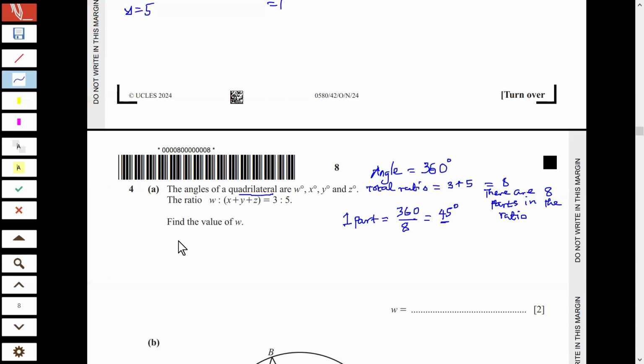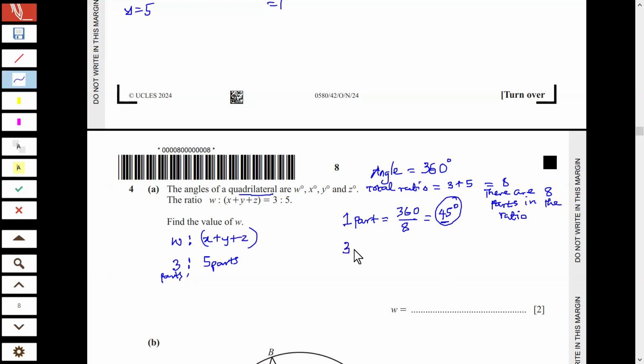And the ratio given here, we said w to x plus y plus z is in the ratio of 3 to 5. Here we have 5 parts, and here we have 3 parts. If one part is 45 degrees, and the question says find the value of w, w has got 3 parts.